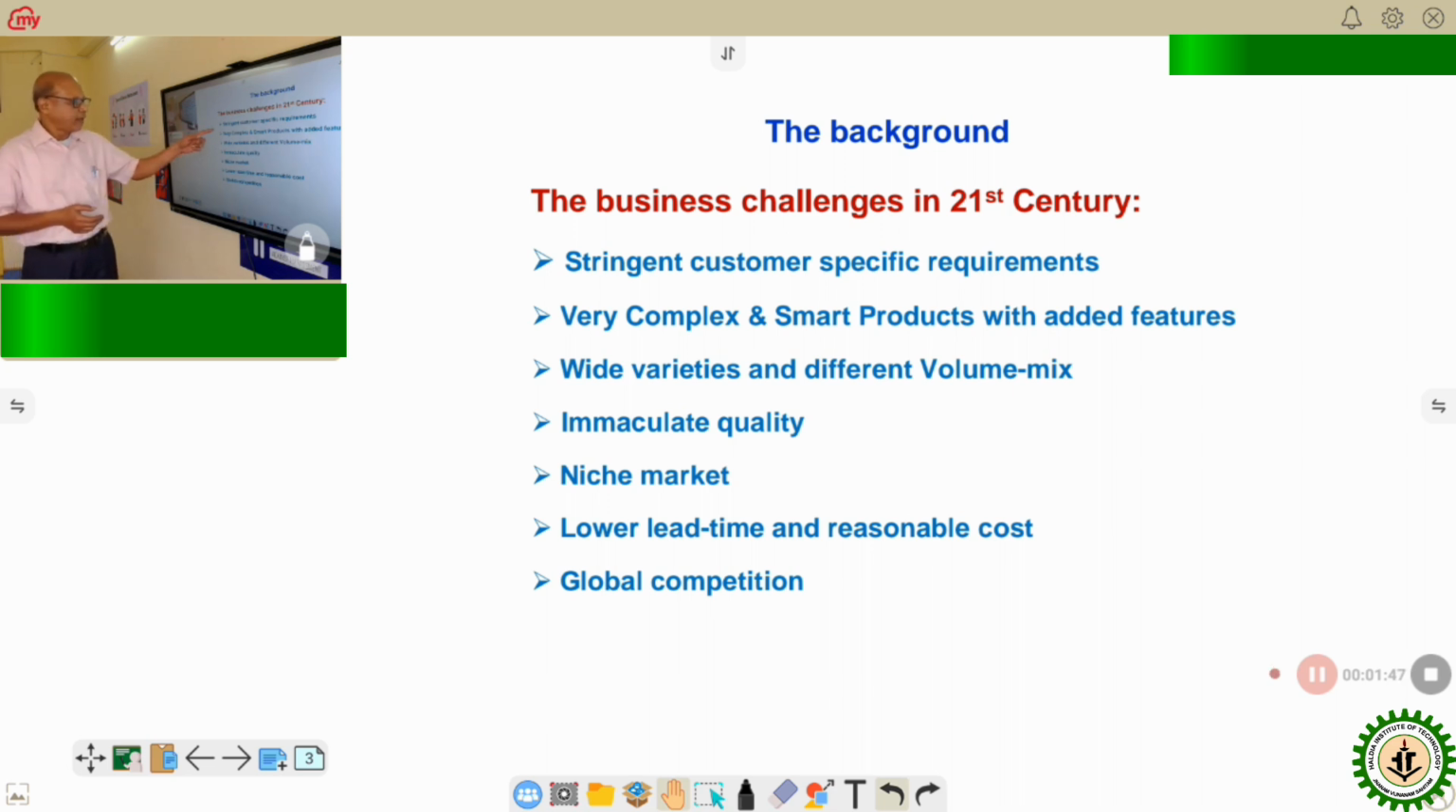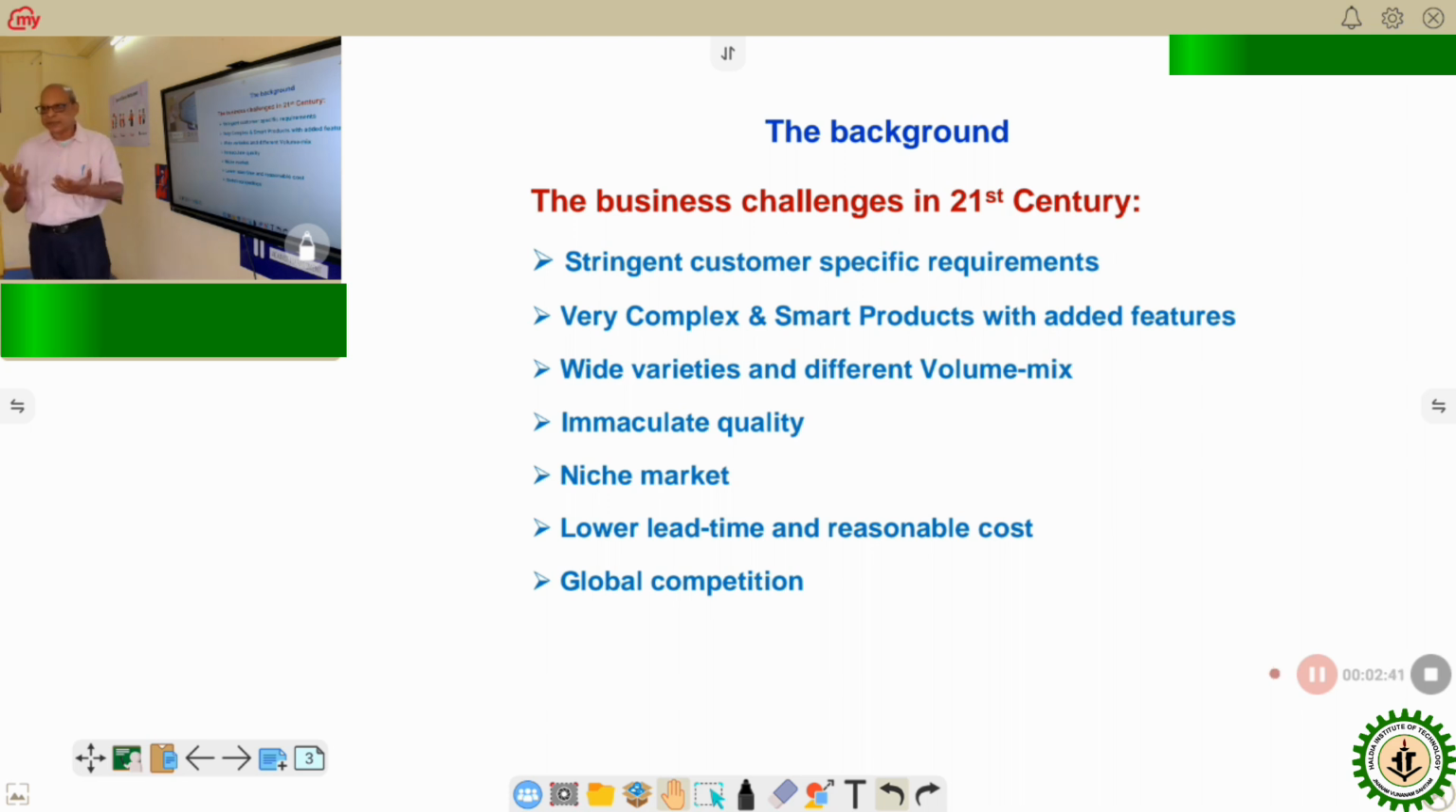First, stringent customer specific requirements. Although I have mentioned it a little elaborately, in management fraternity it is popularly identified by the key term mass customization or mass personalization. So, what is mass customization? The very name suggests that customers are looking for products having features which are unique to their requirements. Each and every individual customer is looking for products with certain unique complex features, and that is why I have incorporated stringent customer specific requirements. It is a highly customized product.